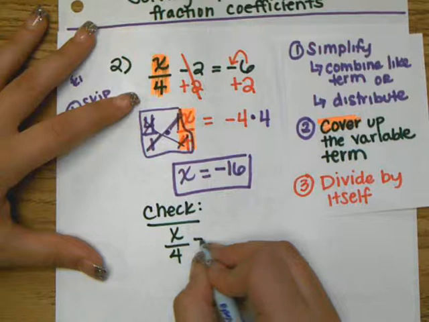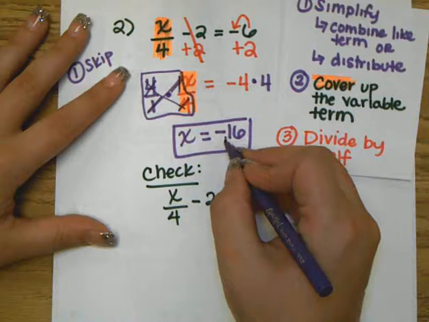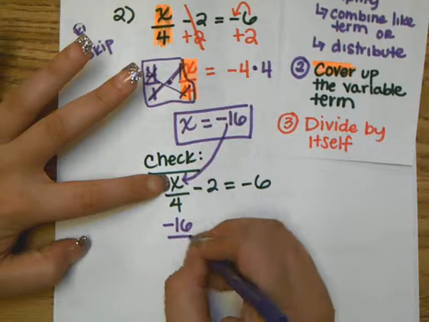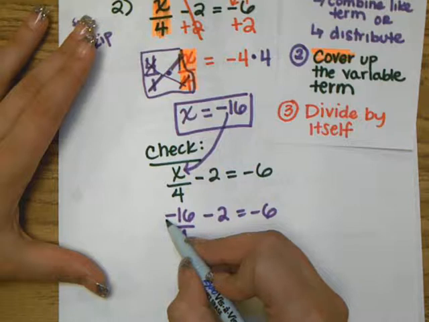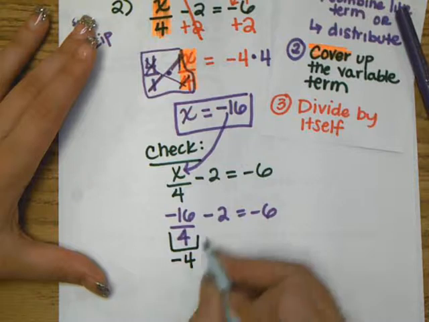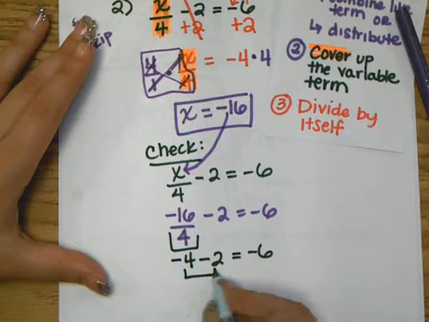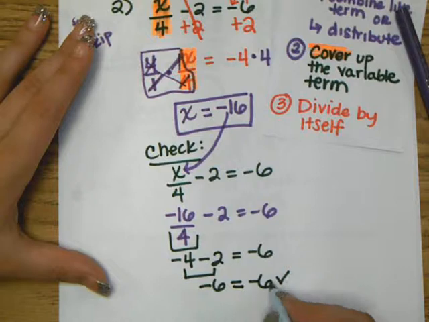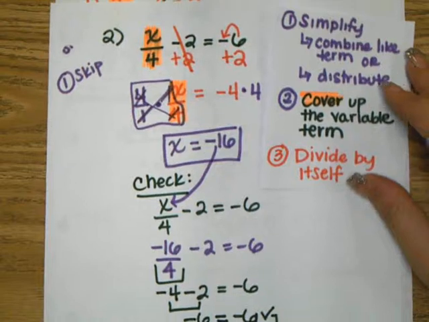So let's go ahead and check this one. So I want to see, is x really negative 16? So instead of an x, I'm going to put in negative 16. Negative 16 divided by 4 is negative 4. And then I'm going to bring down the negative 2. And negative 6 equals negative 6. So it worked.